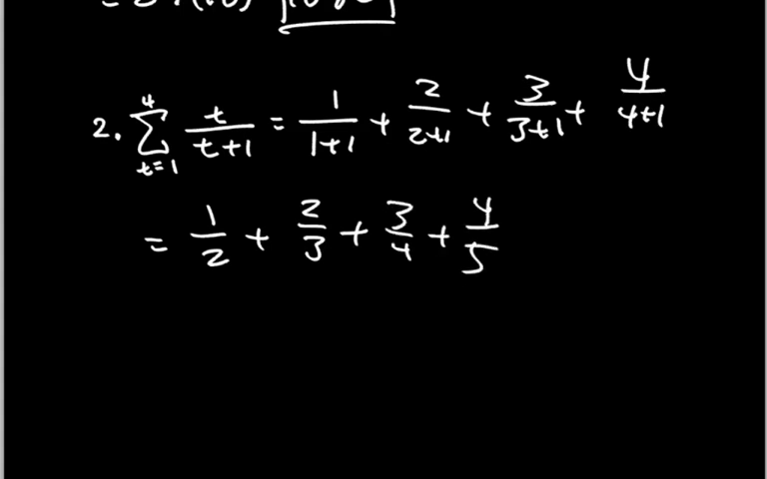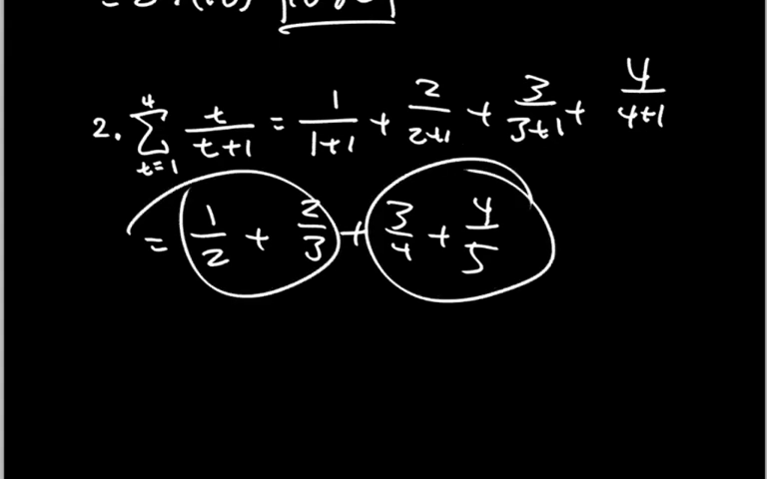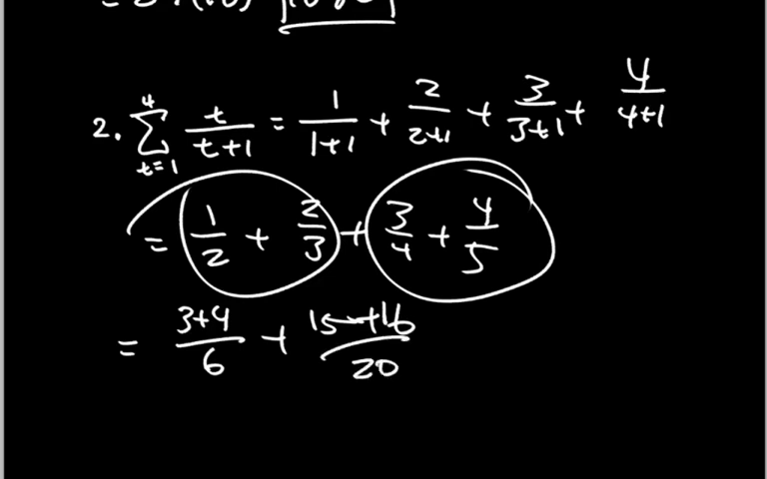Alright, so let's just combine these. I'm going to combine those two and those two at the same time. So the common denominator there is 6, so we get 3 plus 4 over 6. And a common denominator here is 20, so we get 15 plus 16 over 20. Add those together, we got 7 over 6, and we got 31 over 20.